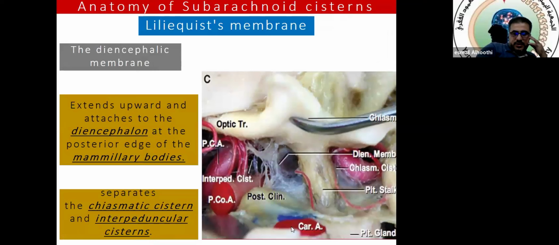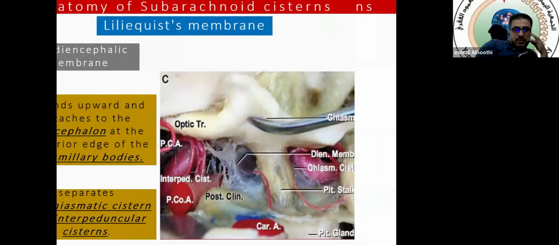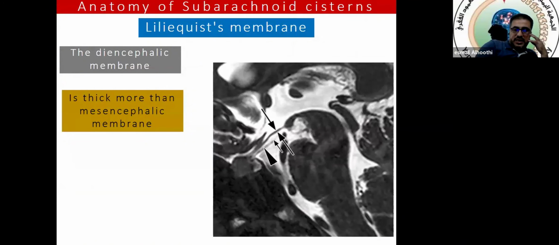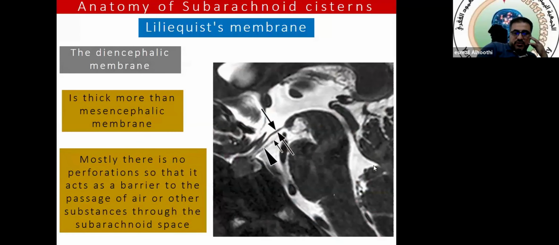Also, as we see here, this is the chiasmatic cistern, and below it is the interpeduncular cistern. The membrane that separates these cisterns is called the diencephalic membrane of the Liliequist membrane. It is characterized by being thick. The diencephalic leaflet of the Liliequist membrane is thick and separates the interpeduncular from the chiasmatic cistern, and didn't allow the passage of air from the interpeduncular to the chiasmatic system.